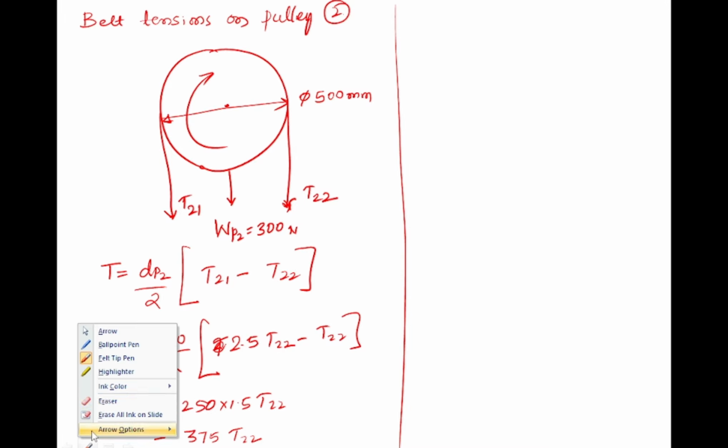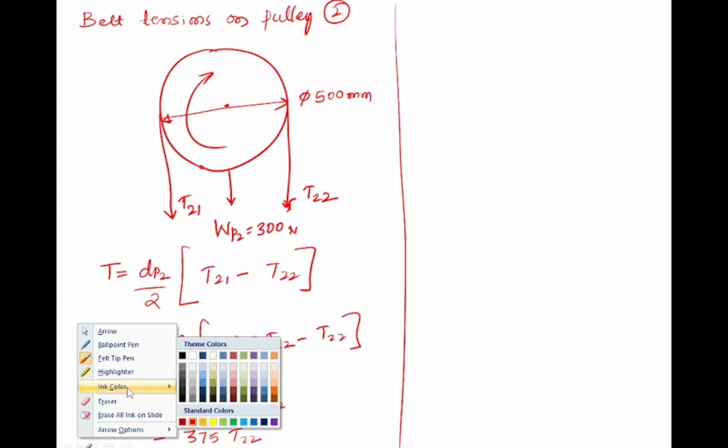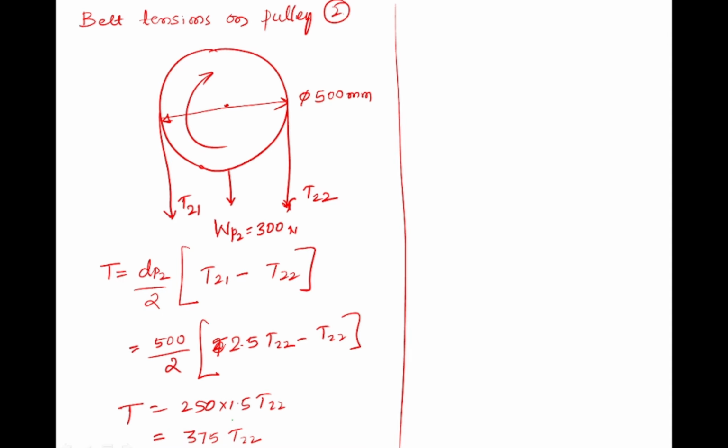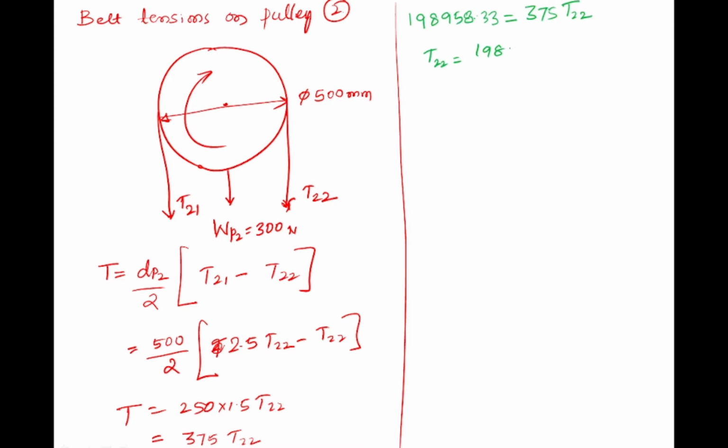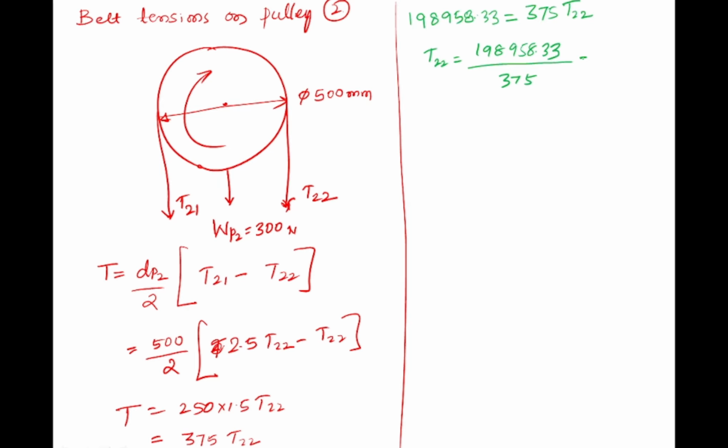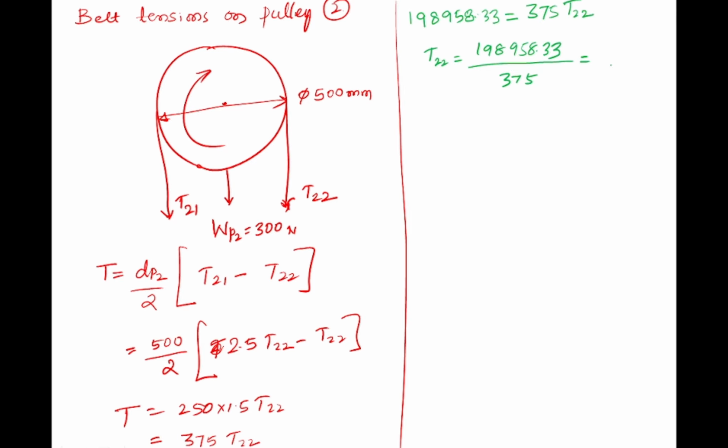Now again we calculate the torque tension of the belt on tight side as well as slack side. Okay, what is the torque? It is 198,953 point. Let it be equal to 375 T22. How much you got? 530. Okay.